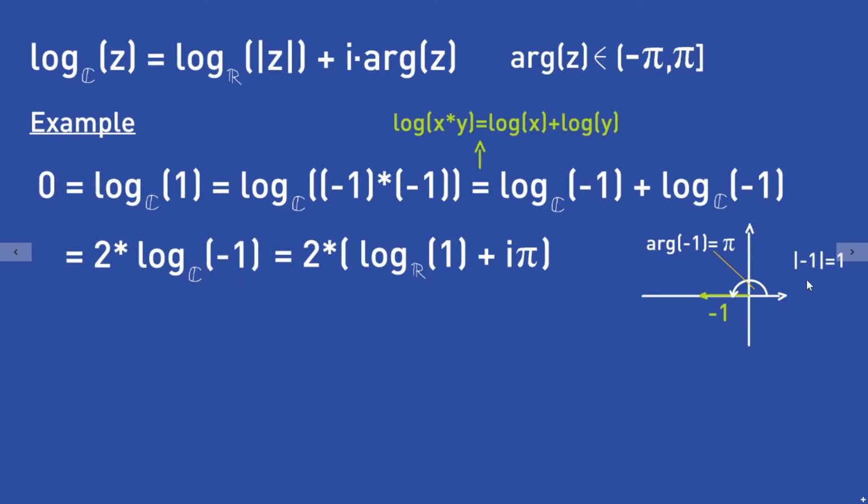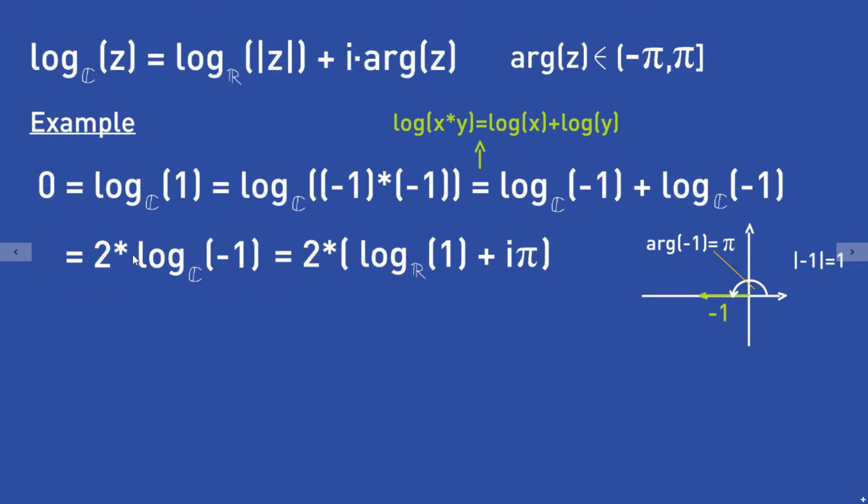To do that, we need the argument of minus 1, so this angle here. The argument of minus 1 is just pi. And we also need the absolute value of minus 1, which is just 1. Then we can insert here and get the following for the complex logarithm of minus 1.